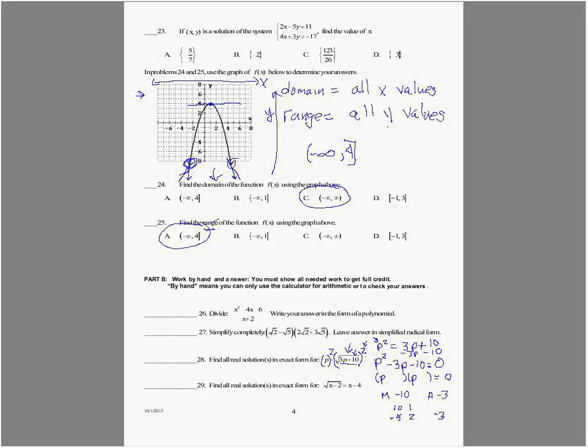So going back here, we're going to put that in. Negative 5 and 2. Now we set each factor equal to zero and solve. So P minus 5 equals 0, P plus 2 equals 0. And solving, we're going to get P equals positive 5, and P equals negative 2.